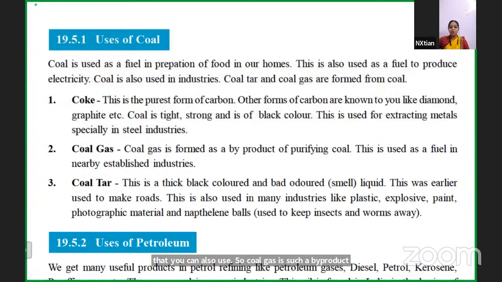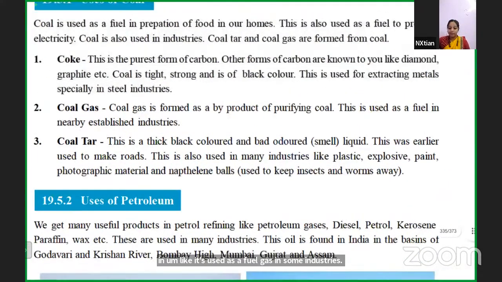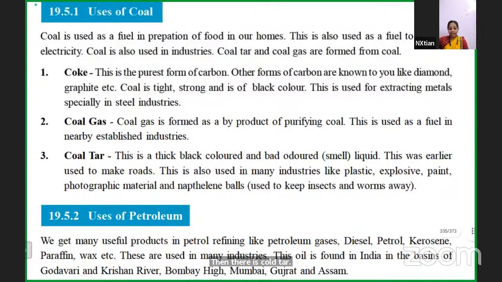Now, this coal gas is used as a fuel gas in some industries. Then there is coal tar. Coal tar is a thick black colored and bad odored liquid. This was earlier used to make roads. Coal tar was earlier used to make roads.